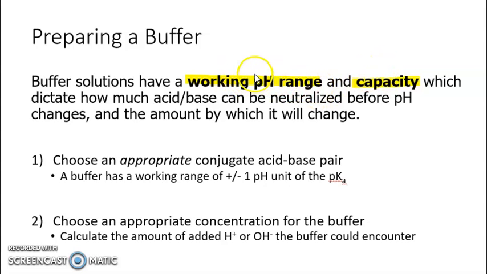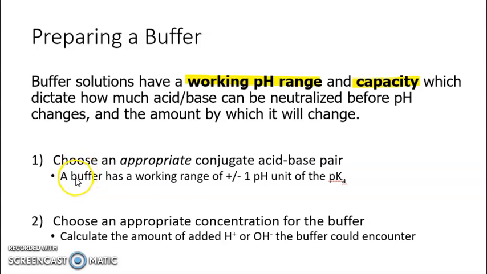But it's important that you not confuse these. So these two things dictate how much acid and base can be neutralized before a pH change will occur. So that's the capacity, how much acid or base can be added. The working range is around what pH. So when you're preparing a buffer, you need to choose an appropriate conjugate acid-base pair.